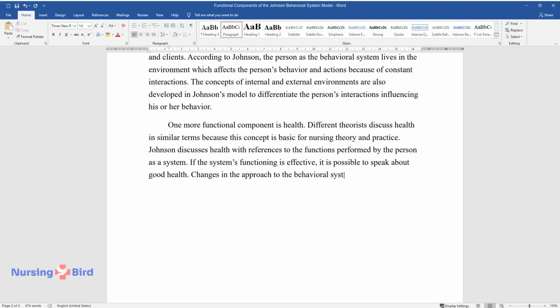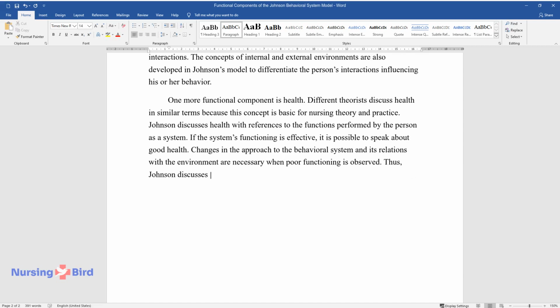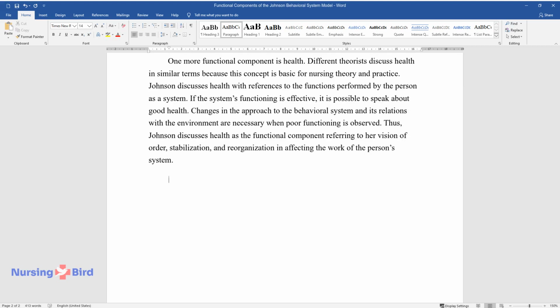Changes in the approach to the behavioral system and its relations with the environment are necessary when poor functioning is observed. Thus, Johnson discusses health as the functional component referring to her vision of order, stabilization, and reorganization in affecting the work of the person's system.